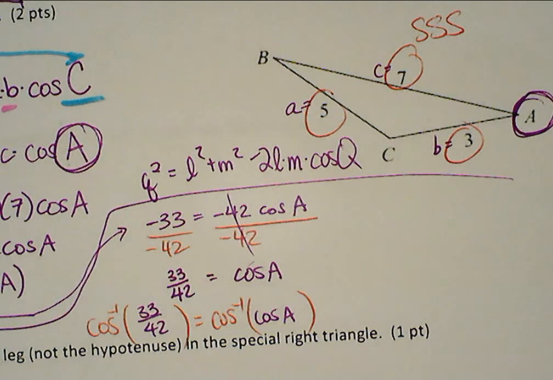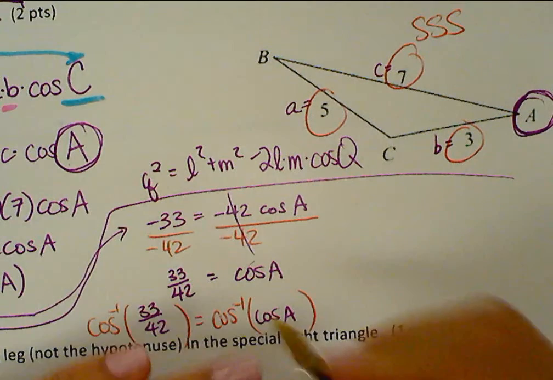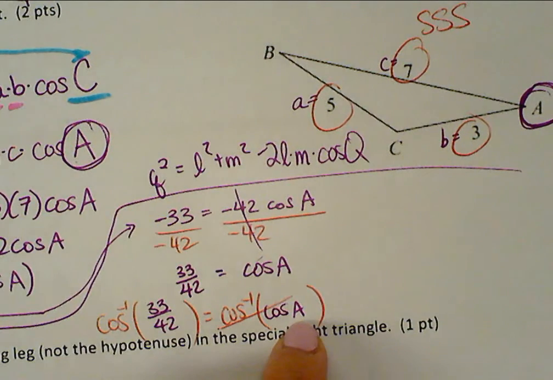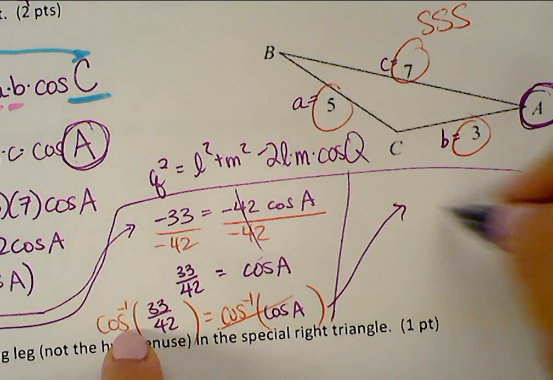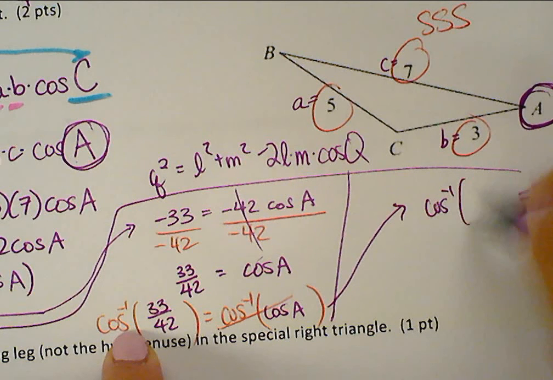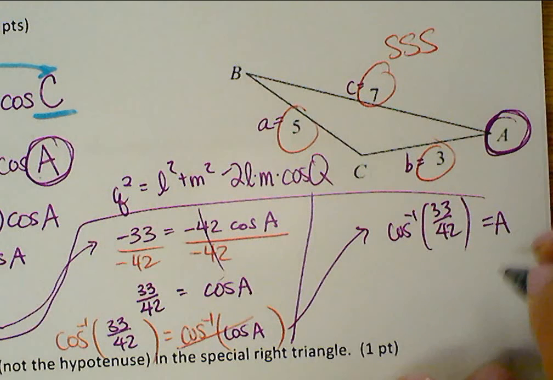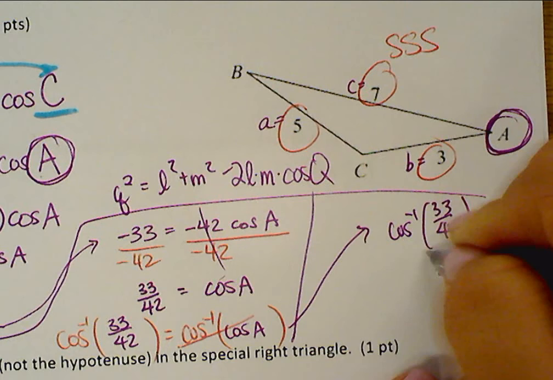Do you see that? So what's the cosine inverse of cosine? If you cosine something and then uncosine it, then it's going to undo each other. So what's going to be left? A. Good. And then what's the cosine inverse of 33 out of 42? That you could do on your calculator. And you're going to get 38.2. Okay?